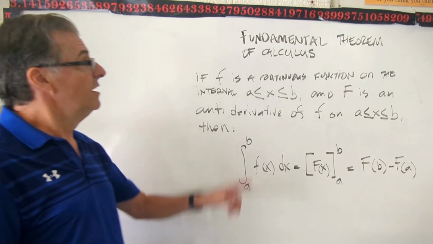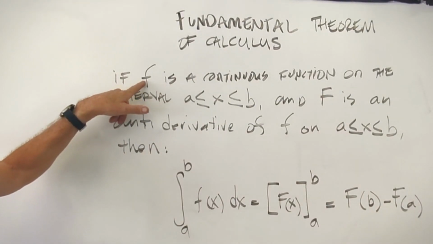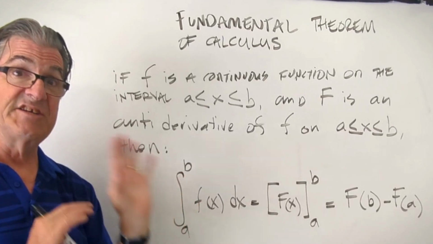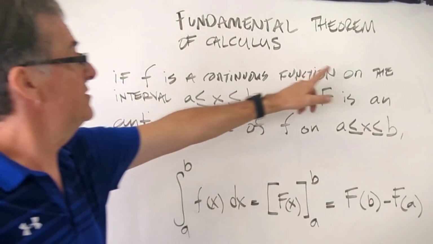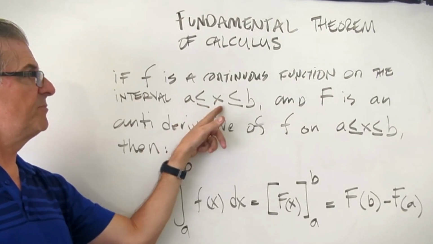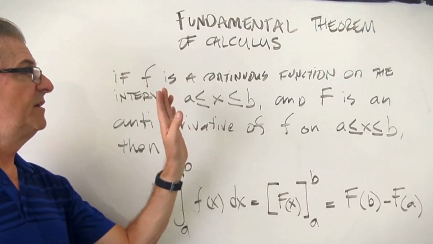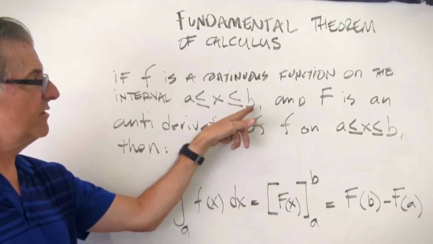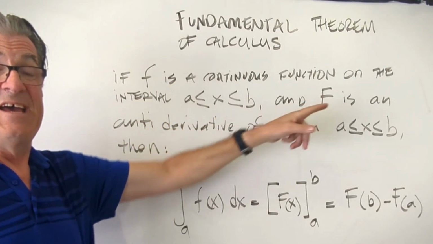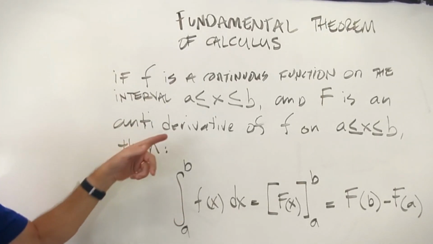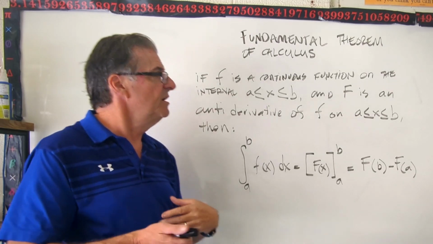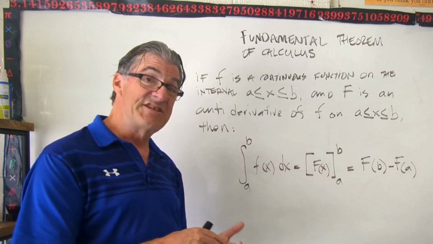So check this out. If little f is a continuous function, so there are no gaps, no undefined sections or anything like that, on the interval where x is greater than or equal to a but less than or equal to b, then, and now here's some new notation, capital F is defined as the antiderivative of little f. We haven't talked about that yet. You might have noticed it in our textbook. It is pretty standard notation for antiderivatives.